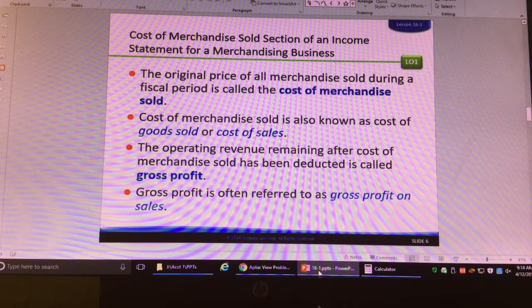The original price of all merchandise sold during a fiscal period is called the cost of merchandise sold. The cost of merchandise sold is also known as goods sold or the cost of sales. The operating revenue remaining after the cost of merchandise sold has been deducted is going to be your gross profit. And gross profit is often referred to as gross profit on sales, or the money you make from sales.